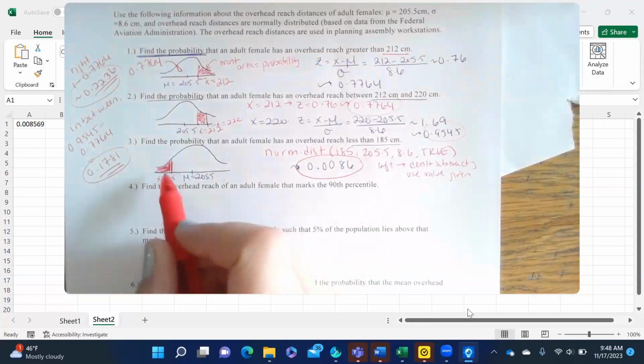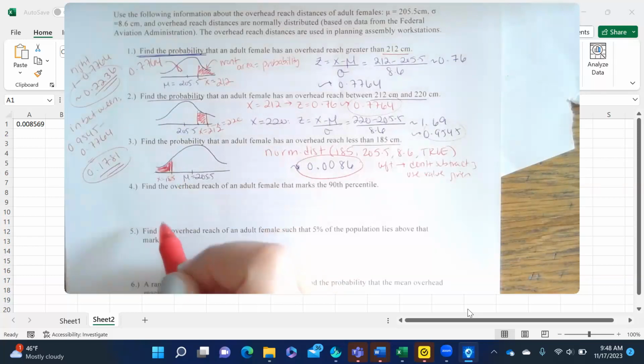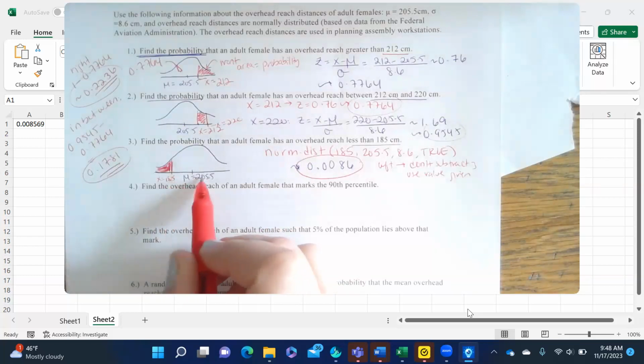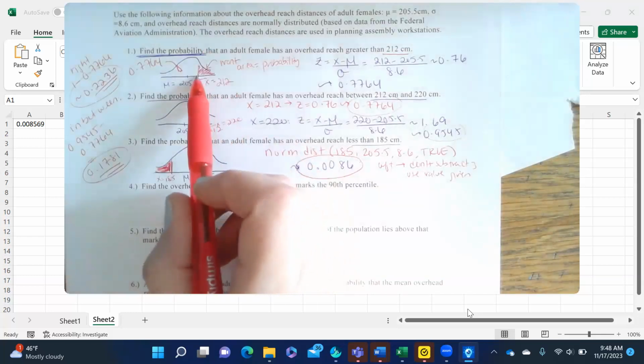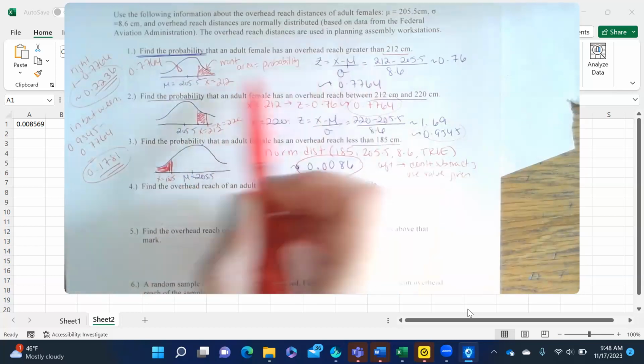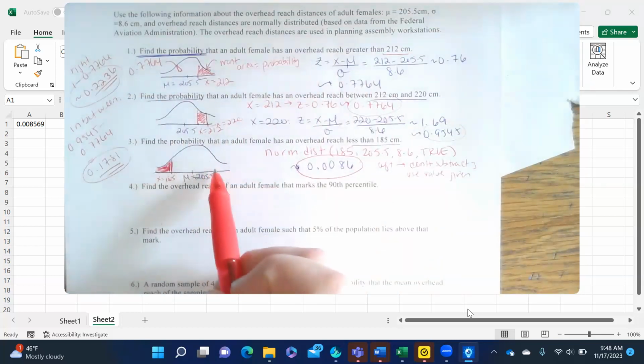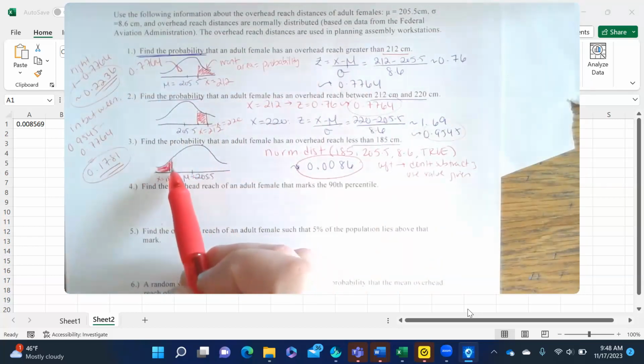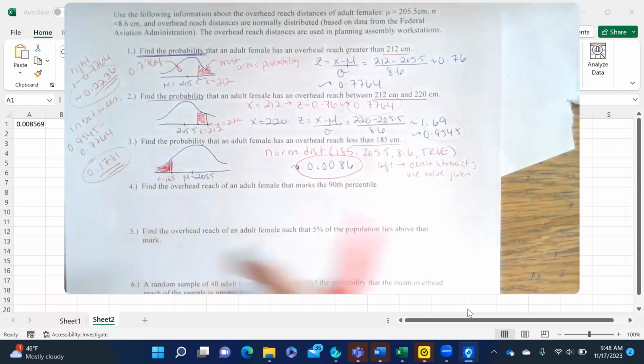This seems reasonable. This actually would be a very small spot. 185 is about 20 units lower than the mean. Over here, we were going only about 7 units higher, and our probability was already pretty small. So 20 units away is pretty far away. So we're not getting a very high probability for this one here.